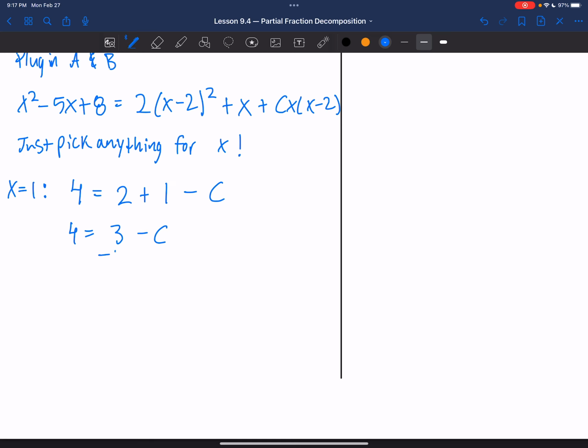You can figure that out, right? Minus 3 from both sides. Negative 1 equals negative c. Therefore, c equals 1. Sorry, is that right? No. 1 equals negative c. Therefore, c equals negative 1. Okay.